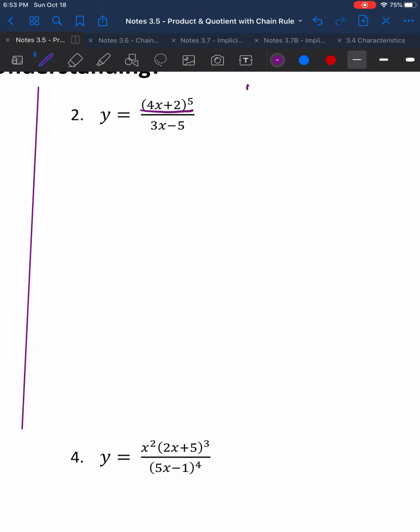Okay, number 3 is very similar. I think you guys can do that one on your own just because I want to try and keep this video fairly short. Let's look at number 2. Here is a quotient rule with a chain rule. So quotient rule says derivative of the first, but again, in order to take the derivative of this first piece, I'm going to need a chain. So I'm going to pick u to be 4x plus 2, which means f(u) will be u to the 5th, and I'm going to take the derivative of each of those.